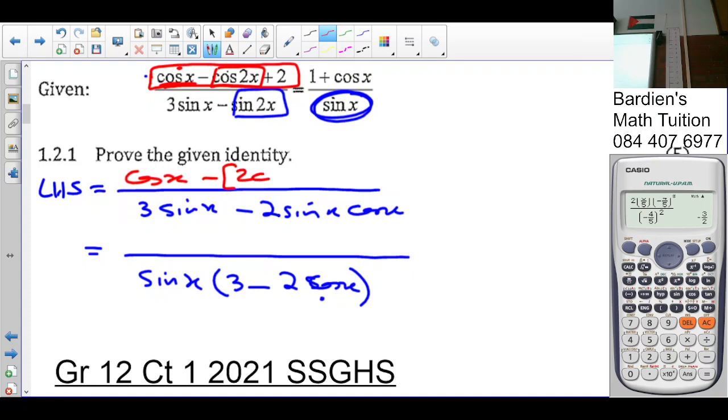So it's negative 2 cos squared x minus 1 plus 2. Get rid of the bracket. It then gives us a negative 2. I'm going to put the cos at the back. As you can see, I'm going to go into trinomial factorization there.